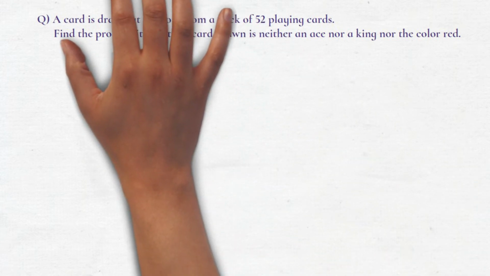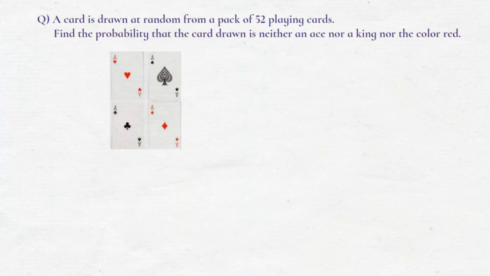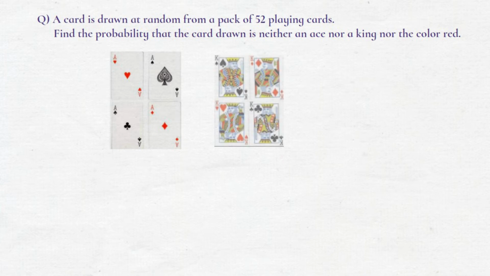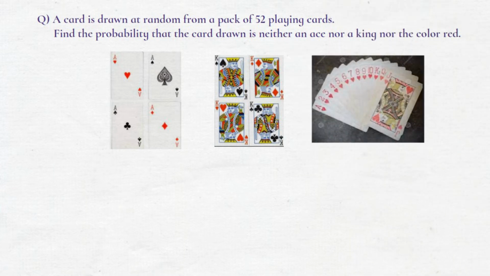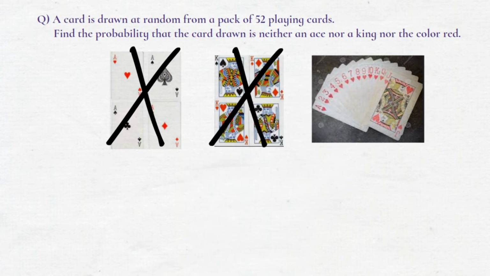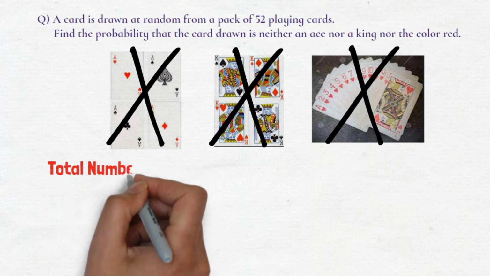Now we all know that there are 4 aces in a pack of playing cards and there are 4 kings as well. And 26 red cards, if we have to just consider the red cards that we need to eliminate. So, we should not be considering the 4 aces, the 4 kings, and the 26 red cards.